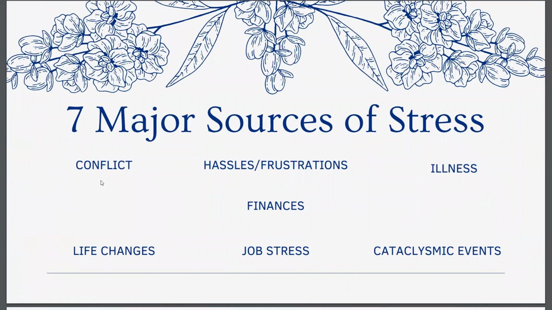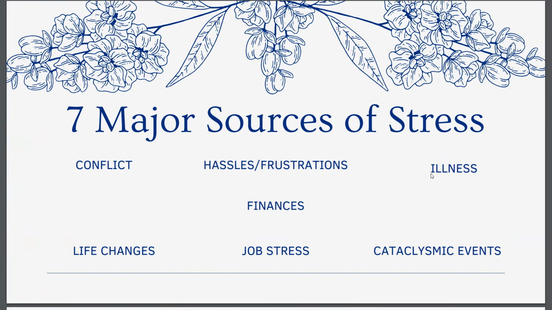So some major sources of stress, and I'm sure there are more, but just some major ones, right? Conflict. So maybe you're having a roommate conflict, maybe you have a conflict with your parents, other family members, significant others. Hassles and frustrations, so those are usually minor, right? So maybe some guy cut you off in traffic, right? Or you didn't have enough quarters for the payphone, whatever.